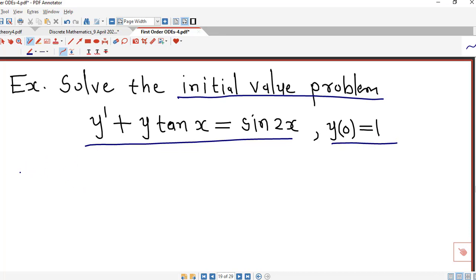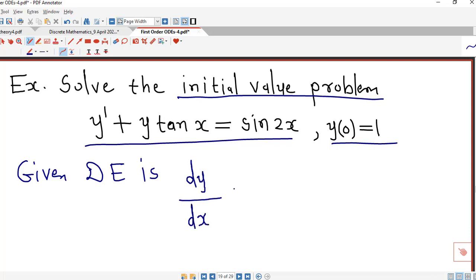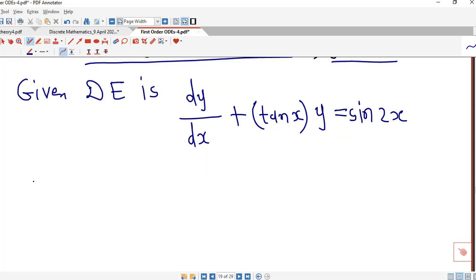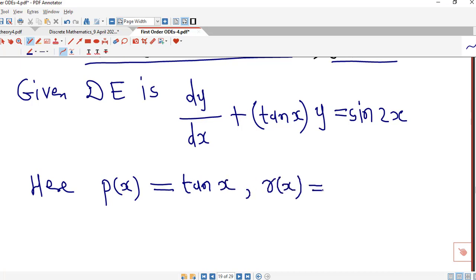So we can write the given differential equation as y', that is dy/dx, plus tan x into y equal to sin 2x. So this is linear and it is already in standard form. If we compare with dy/dx + P(x) y = R(x), we can see here P(x) is tan x, R(x) is sin 2x.